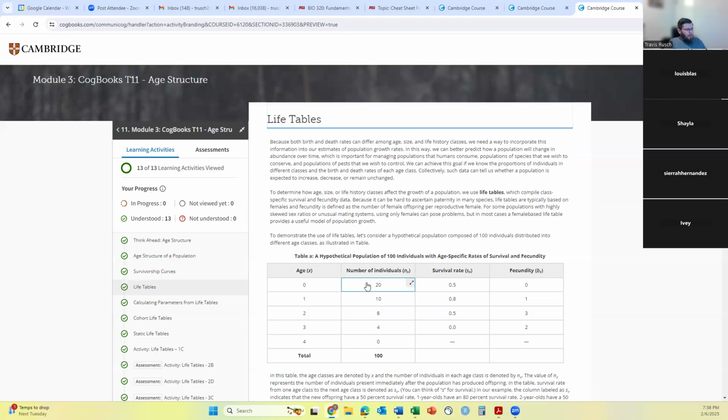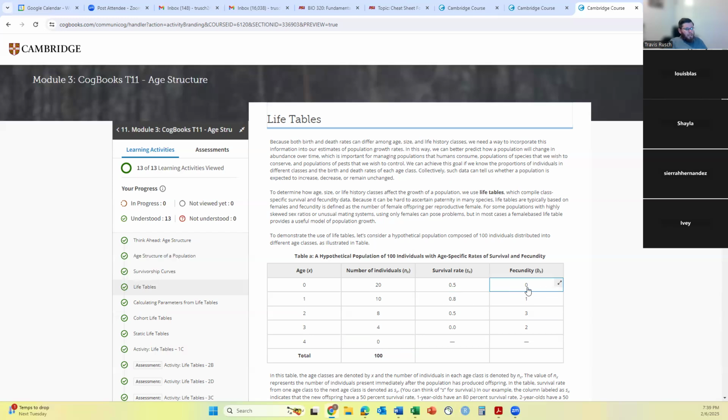The actual numbers aren't super important. It's just how we use them to do our calculations. And then we have our survival rate, which differs, right? Individuals that survive from age 0 to 1 have a 50% survival rate, versus individuals that survive from age 1 to age 2 have an 80%. And the same, 50% again surviving from 2 to 3. And then there's a 0% chance that they survive from 3 to 4, which is why we have no 4-year-olds. They just don't live that long in whatever species this is.